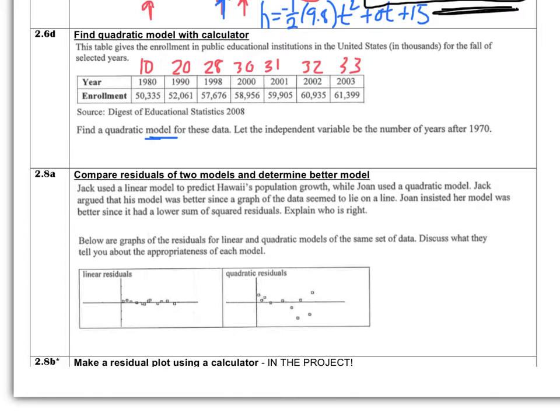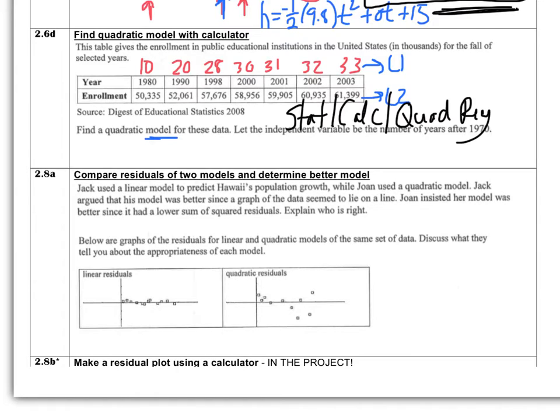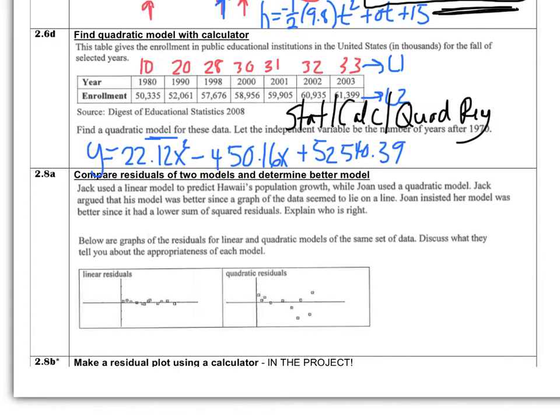So what we're going to do is type this in here for list 1 and this for list 2. And then you're going to do that within stat edit, and then when you're ready, you're going to stat calculate. You would then choose the quad regression, and when you do that, it'll kick back the values for a, b, and c, and you can just write the equation accordingly. And here is the model that we would use for quadratic modeling.